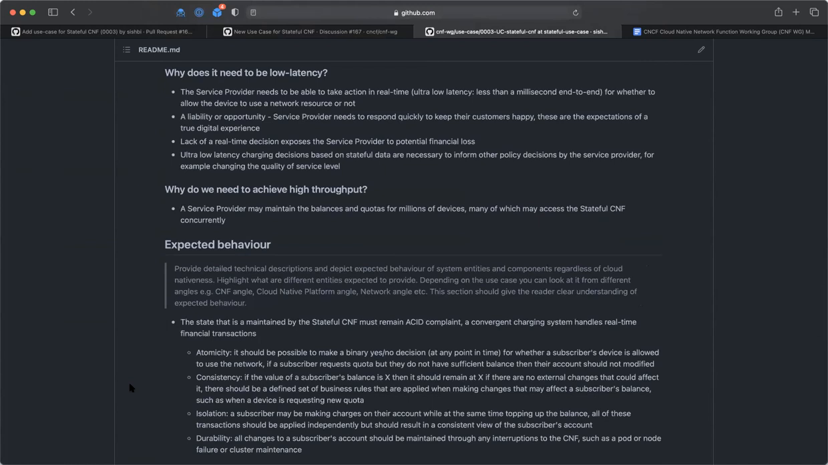The service provider needs to maintain the balances and quotas for millions of devices potentially in their network. And many of those devices will access that information concurrently. So you can imagine a lot of subscribers looking for downloading data in a small period of time.